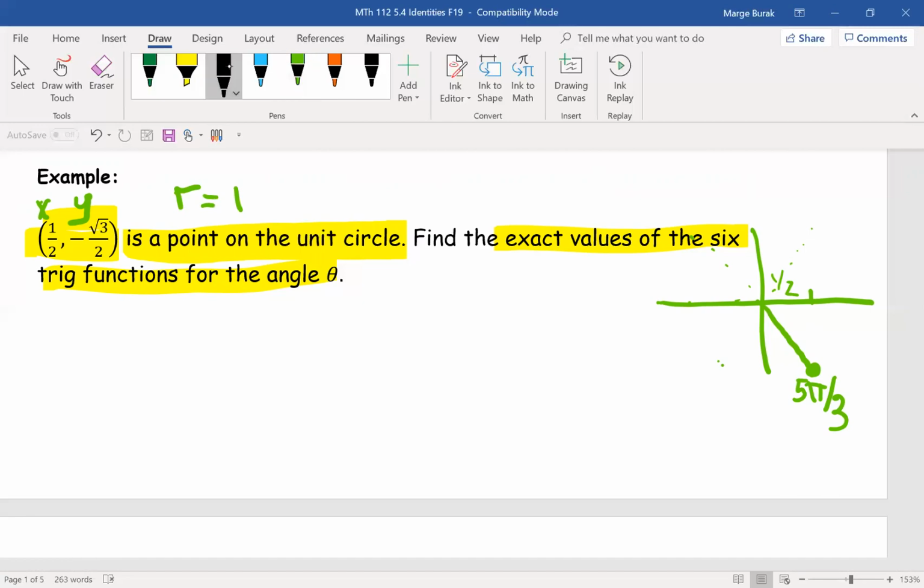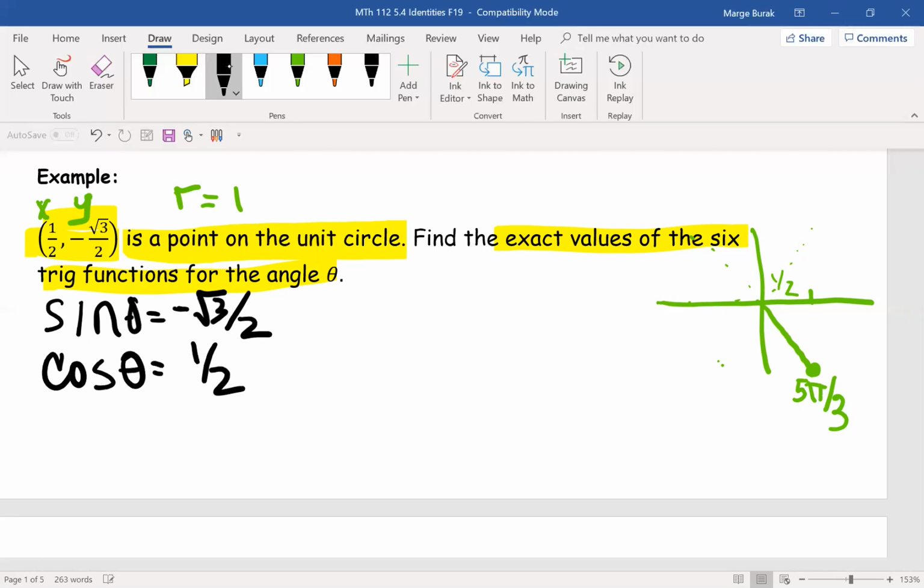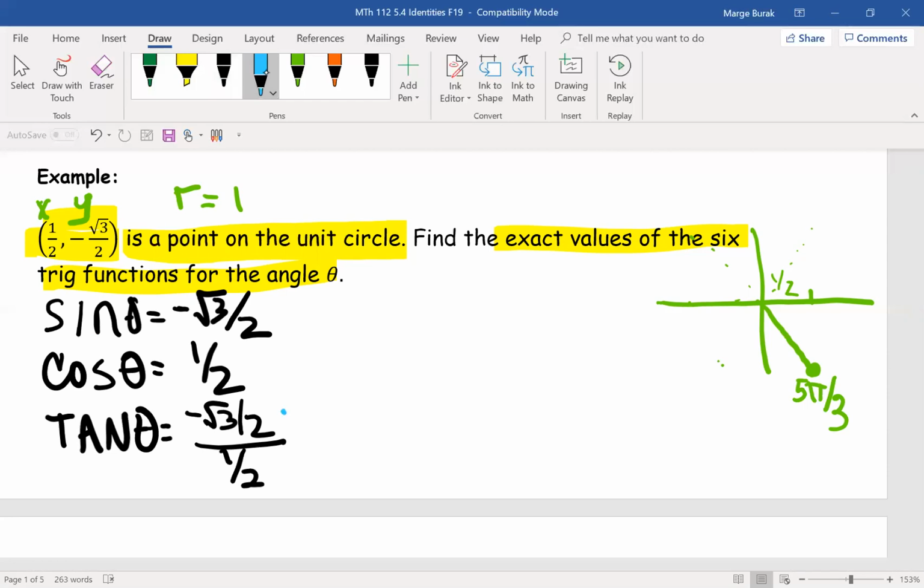So we've got our x, y, and r. We've got our sine of theta, which is the y over 1, that stays the same. We have our cosine of theta, which is our x. And we have our tangent of theta, which will be our y over our x. So we have negative radical 3 over 2 over 1/2, which means we multiply by the reciprocal. The 2's will always cancel, and we get negative radical 3. Okay, there's the first 3.